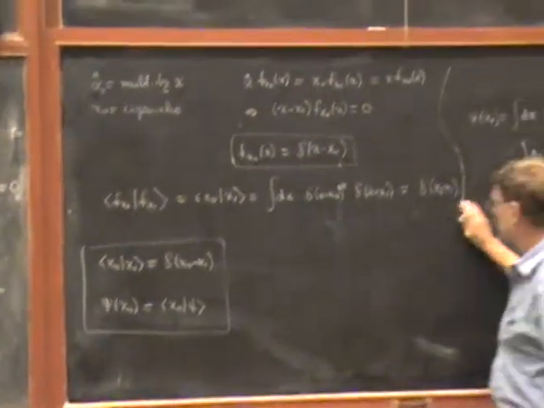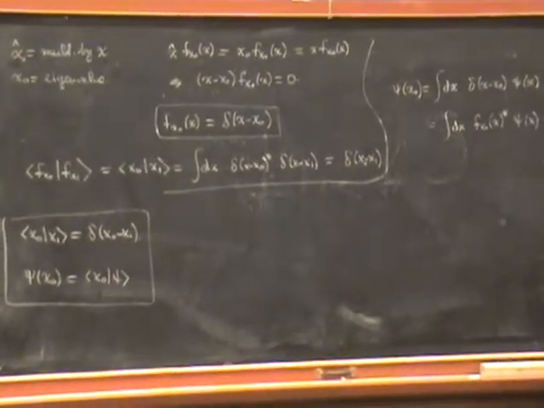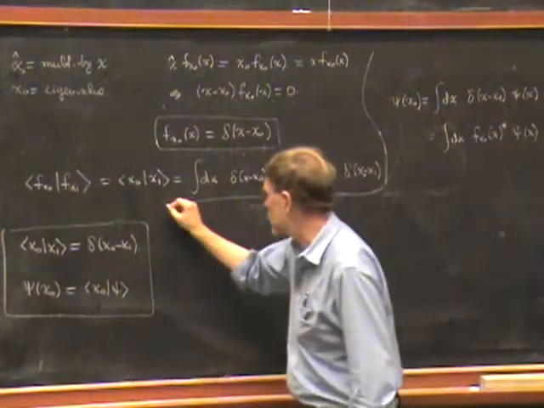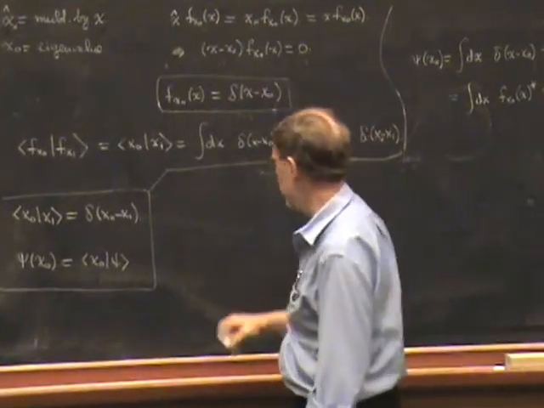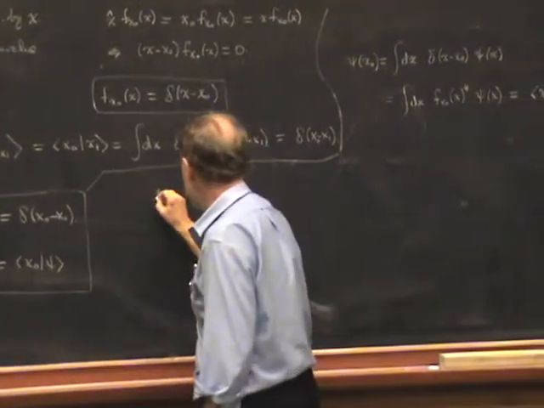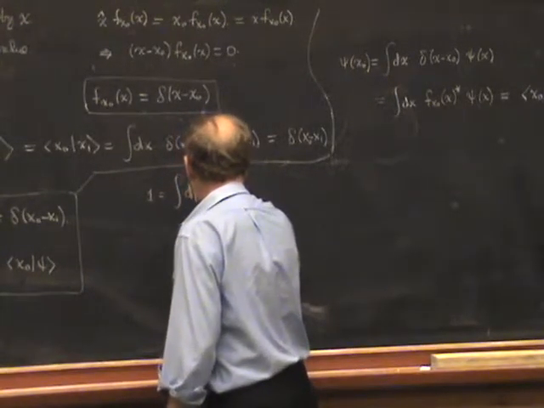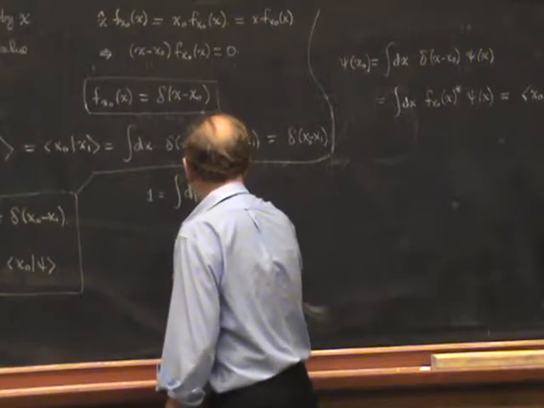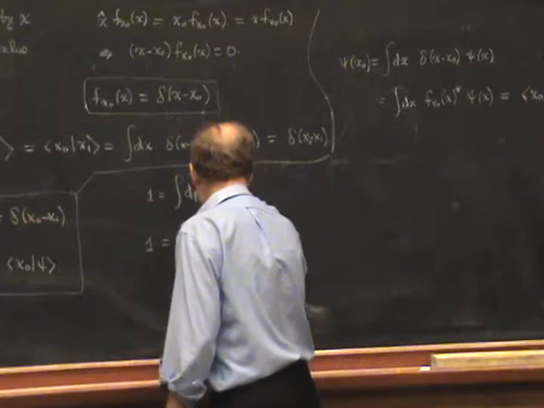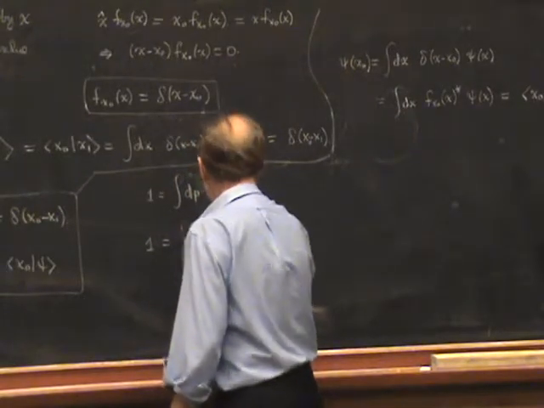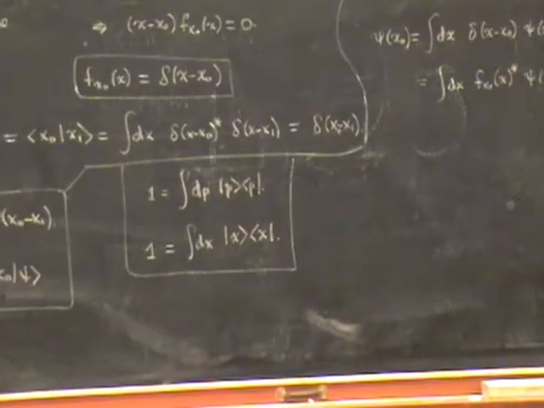All right. Now, there are finally a couple more relations related to this, which I'll skip over the details of and just summarize the results. These are resolutions of the identity, which apply both in momentum and in the case of position. It looks like this: one is the integral over p of the outer product of p with p, and you also get one is the integral over position dx of the outer product of x with x. And these become the resolution of the identity relations in the case of the continuous spectrum.